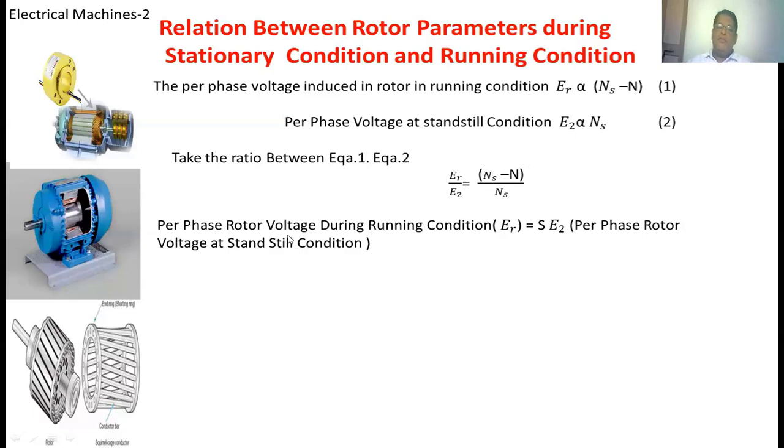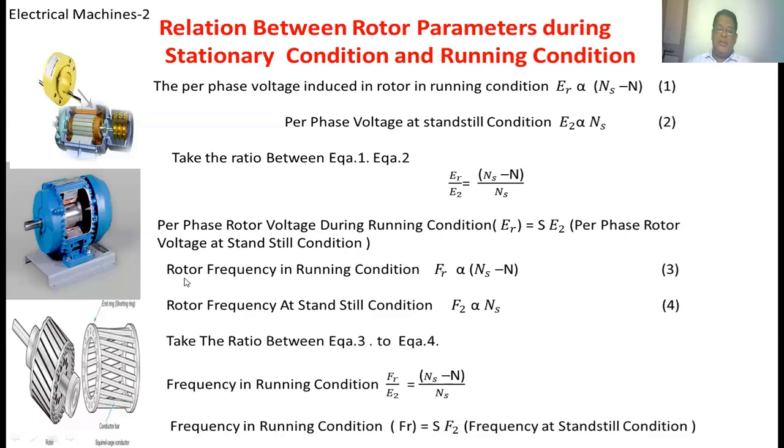So the per phase rotor voltage in running condition, ER, equals S into E2, where E2 is the per phase voltage induced in the rotor at standstill condition. The rotor frequency in running condition, FR, is directly proportional to Ns minus N, that is equation 3. The rotor frequency at standstill condition, F2, is directly proportional to Ns, which is equation 4.